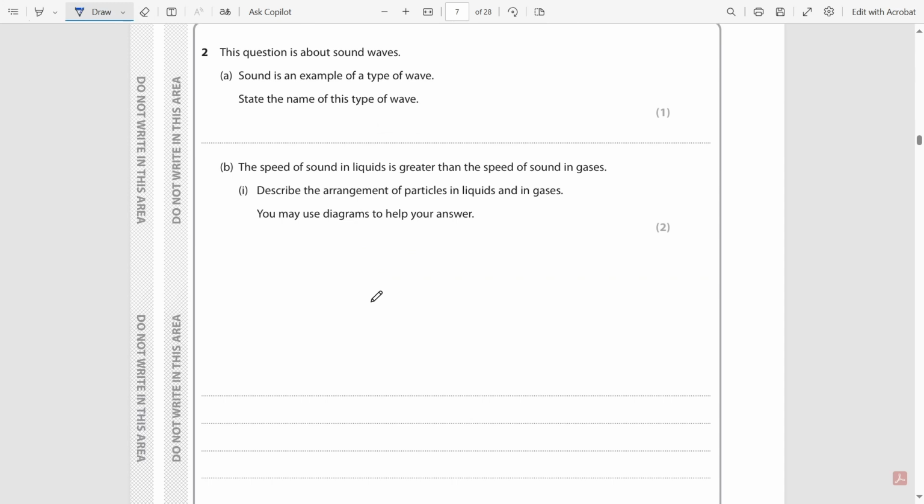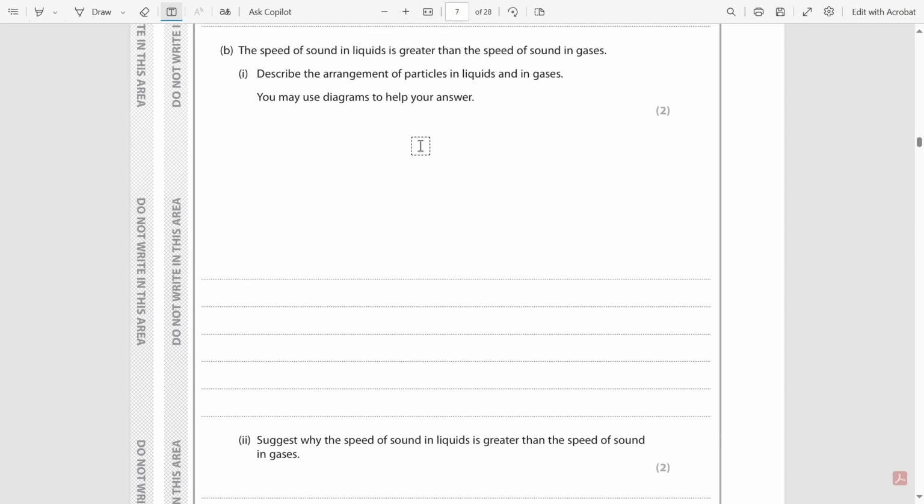Okay, so this question is about sound waves. Sound is an example of a type of wave. State the name of the type of this wave. Okay, guys, so you remember that there's transverse, and the next wave is longitudinal. That's the next wave. It's longitudinal. That's all you need to say.